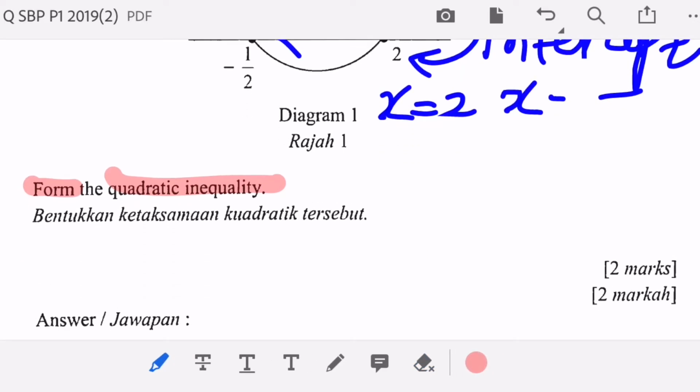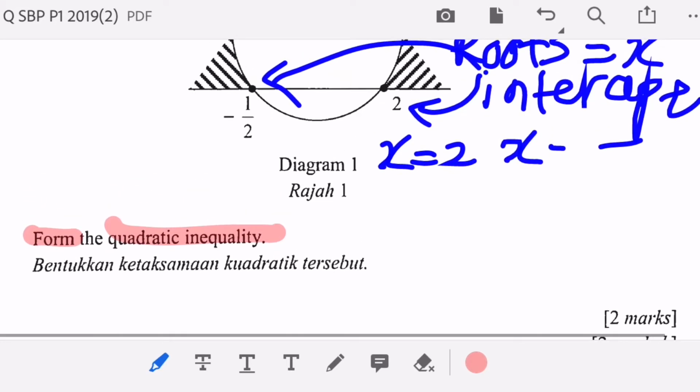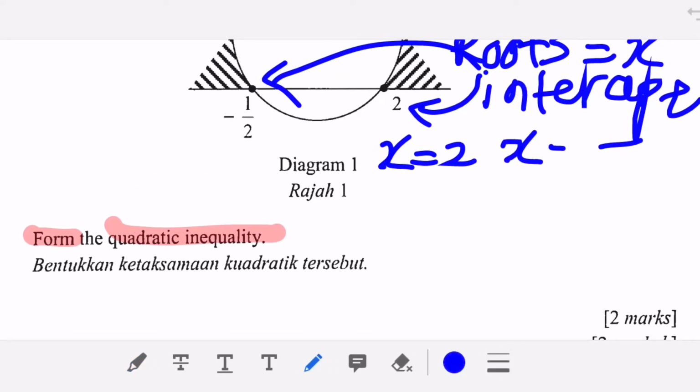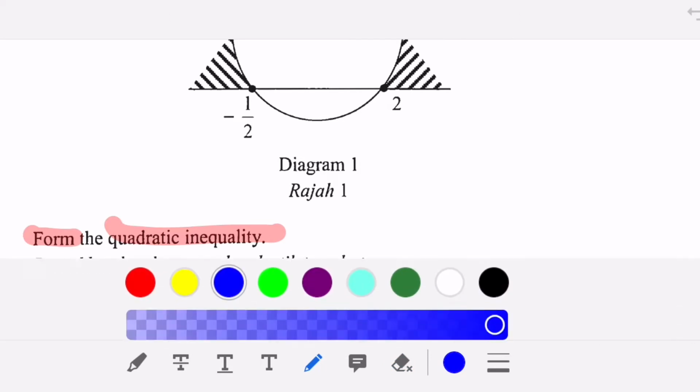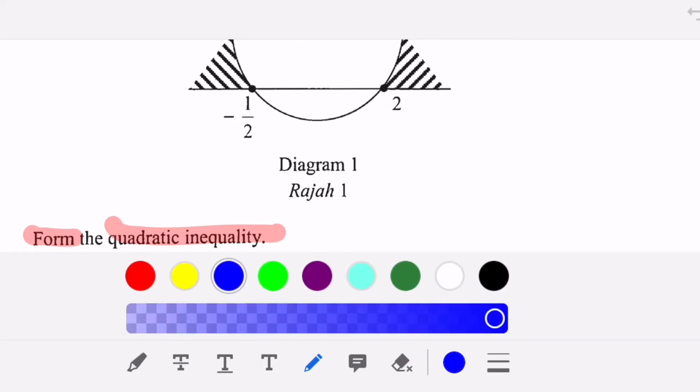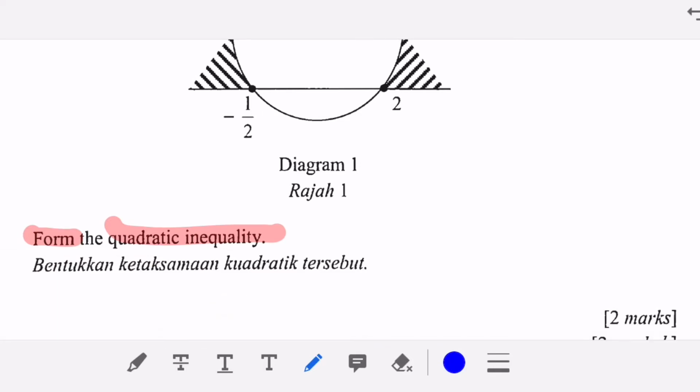Please remember that when you see a quadratic inequality or quadratic function, you don't make it equal to 0. If you make it equal to 0, you will get 0 marks. Because for a quadratic inequality, we cannot make it equal to 0. Okay, so an inequality is either more than, more than or equal to, less than, or less than or equal to. Okay, so I redo again.